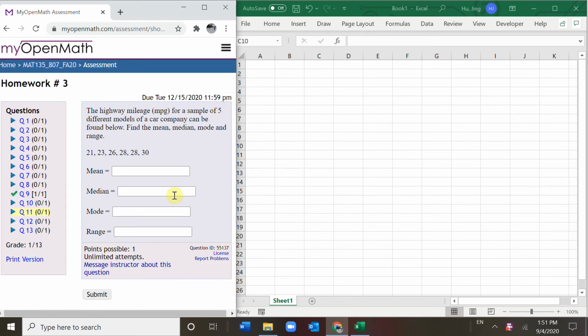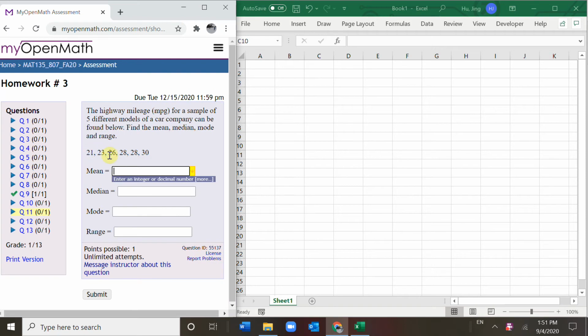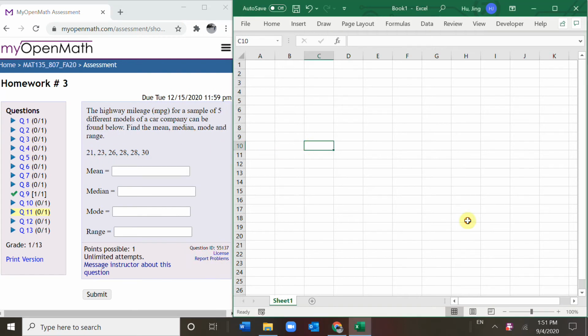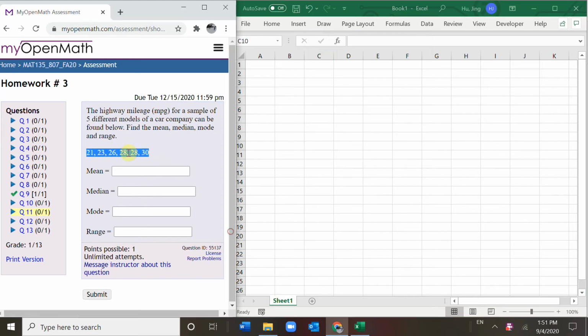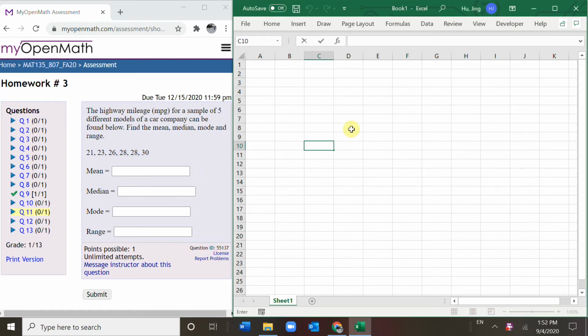Number 11. This simple data set is already lined up. You see this is the smallest number, the minimum. This is the biggest number, the maximum. So the mean, you just average them all, right? You could copy this data set to Excel. I have another video talking about how to copy and paste this data set and remove the comma, and you can watch that video. Here we could just add together equals, then divide by how many numbers?